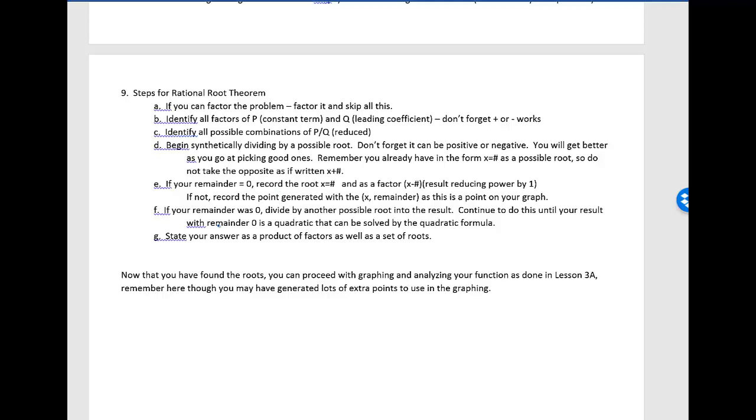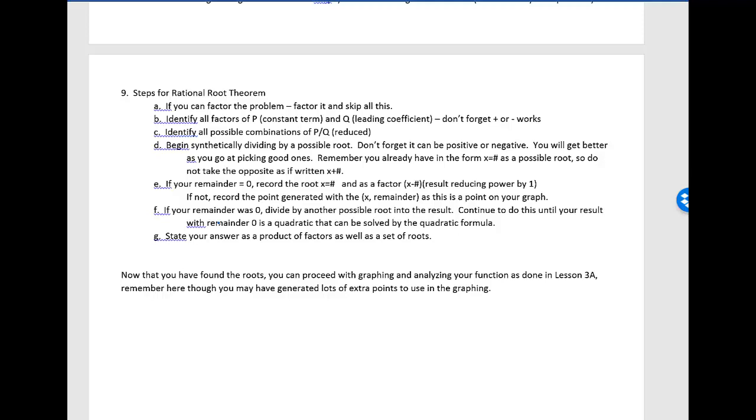If you do find the root, then you're at that point going to reduce your function that you're working on by that power of 1. If it's not a root, remember that gives you a point on the graph. All right, and in the end, we want to be able to both write our answer as a product of factors, as well as write it as the roots of the equation.